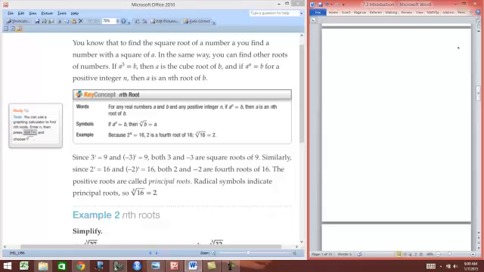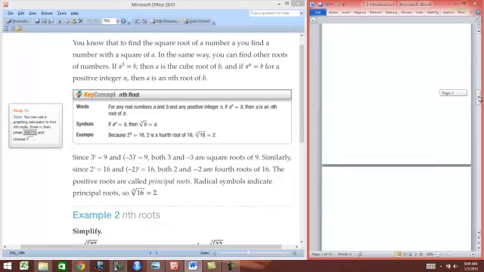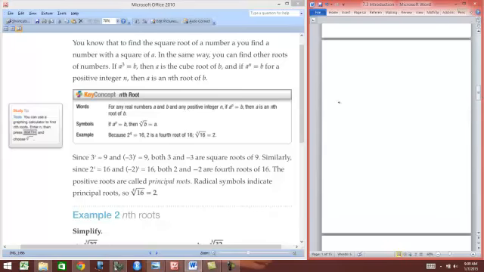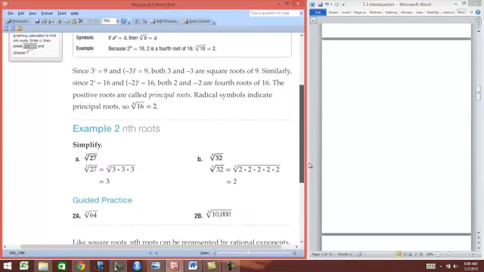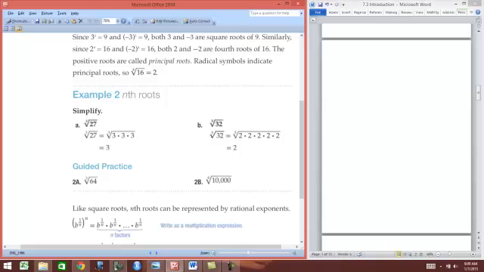So radical symbols indicate principal root. So the answer to the 4th root of 16, for example, is 2, not negative 2. That's the only thing principal root means. It means the positive root. You only worry about principal roots when the root is even. Okay, now let's move this down and let's do our example 2.